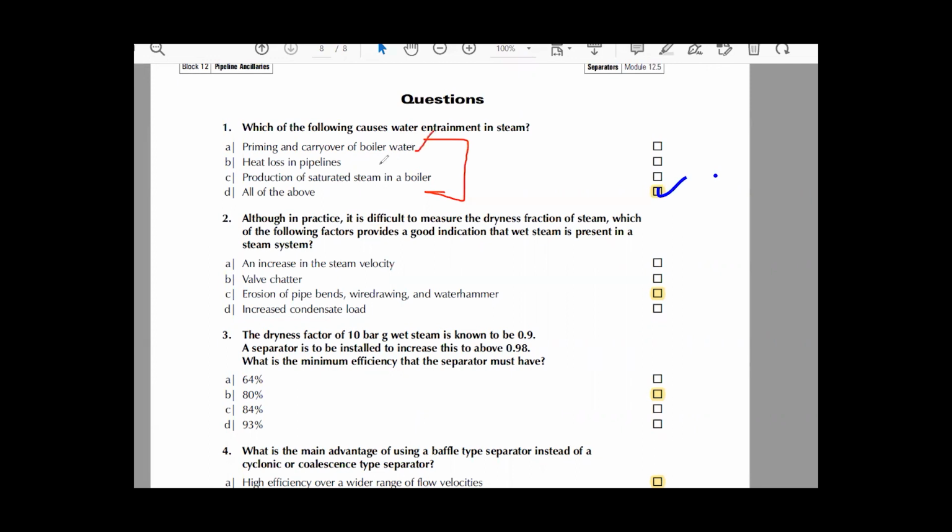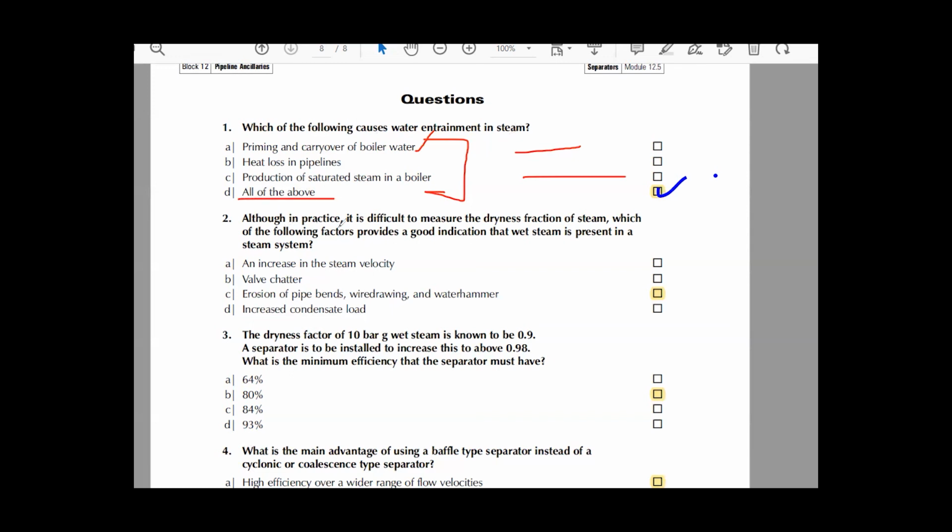So when the steam is generated to the steam main valve, water is entrained with the steam. So it's the first reason. Second reason, heat loss in the pipe. If your pipe is uninsulated, the pressure drop is very large, and the enthalpy consumption is very large. So the heat loss is very large. According to that, there is a pressure drop in the condensate, and it makes the steam condense and water entrained in the steam. Production of saturated steam in the boiler. All the above cases cause water entering the steam.